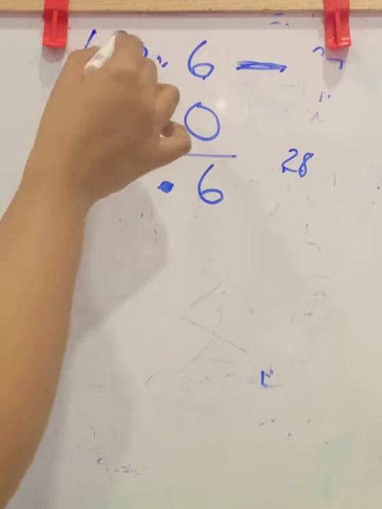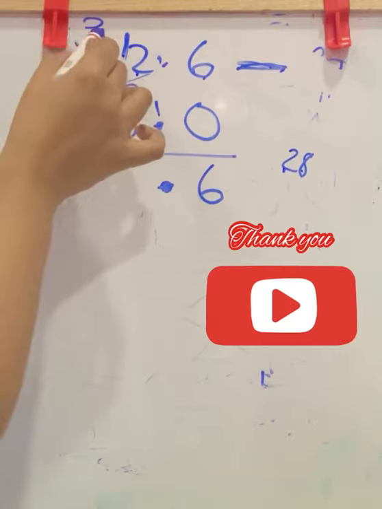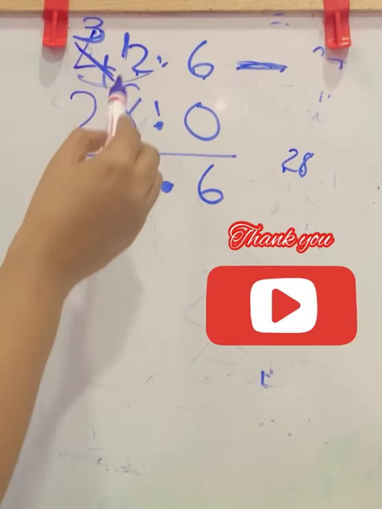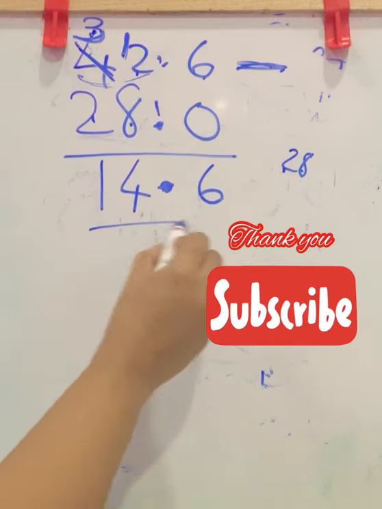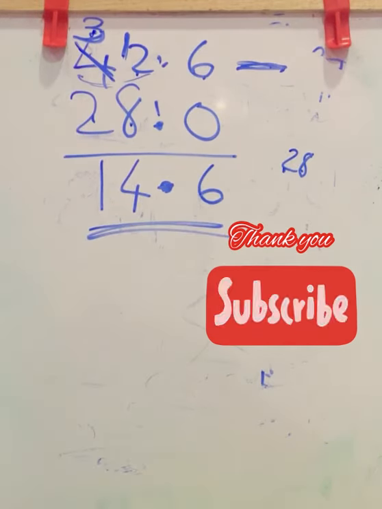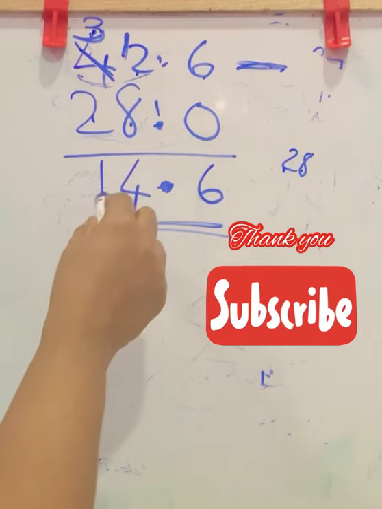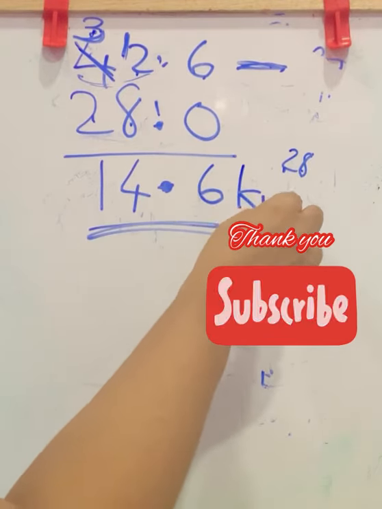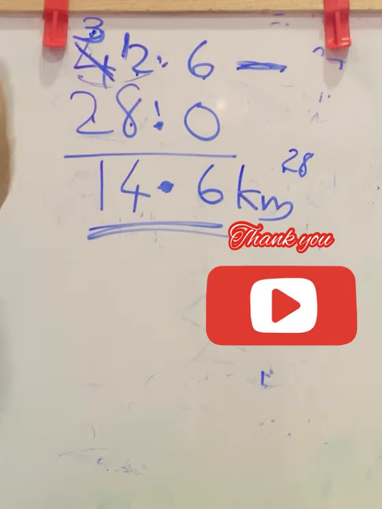You can't subtract, so make it 12. Now you borrow 1 from here. This becomes 3. Now 12 minus 8 is 4 and 3 minus 2 is 1. 14.6 is the difference. So it is asked how much less is 28 kilometers than 42.6 kilometers. So you can write 14.6 kilometers less is 28 kilometers than 42.6 kilometers.